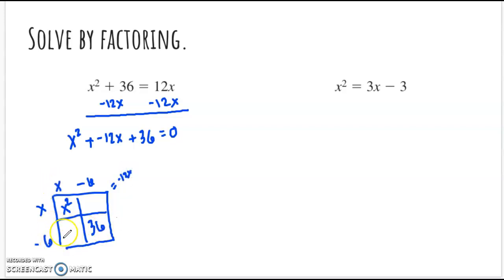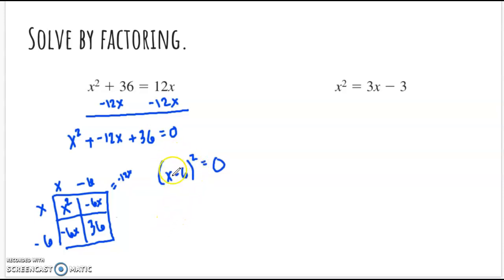Let's see here. X times negative 6 is negative 6x. Add those together to get that negative 12. So it looks like we've got a perfect square trinomial. So I've got x minus 6 quantity squared. And I can use that to figure out my factor.